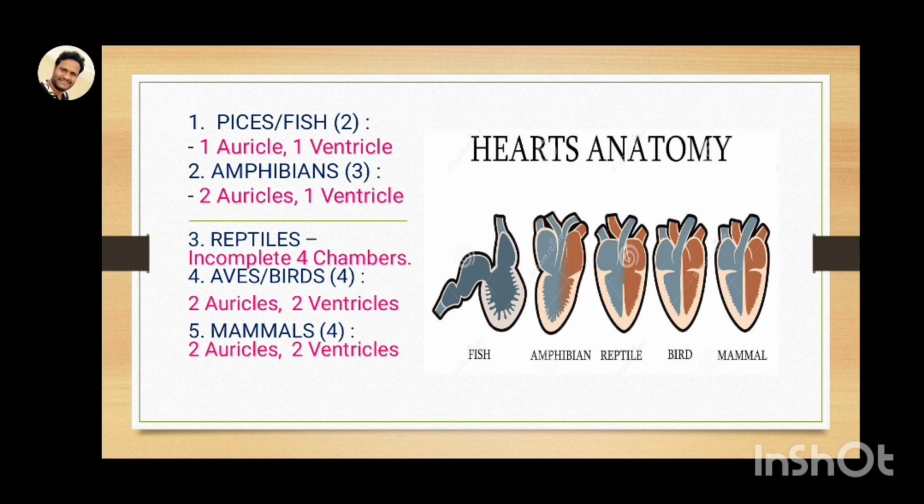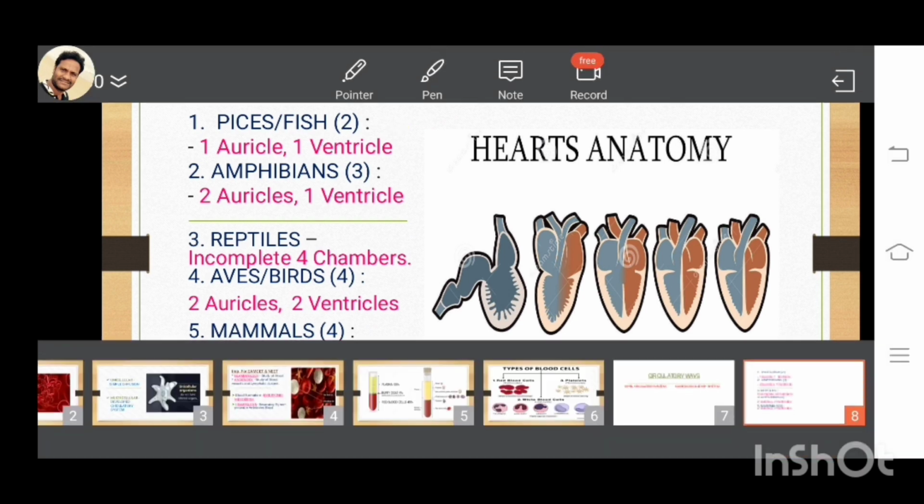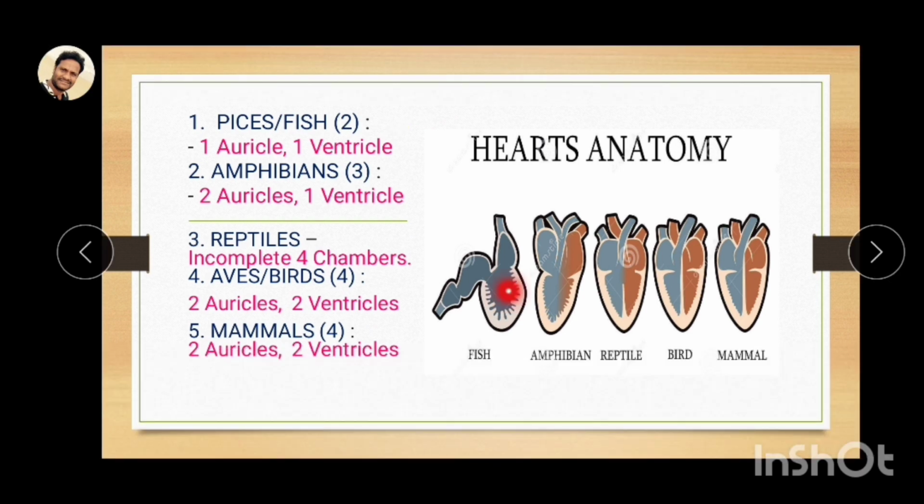Chambers of heart. Vertebrates are mainly divided into 5 classes: Pisces or fish, amphibians, reptiles, aves and mammals. In Pisces, the heart has two chambers: one auricle and one ventricle. In amphibians, there are three chambers of heart: two auricles and one ventricle. At the top are two auricles and at the bottom is one ventricle.